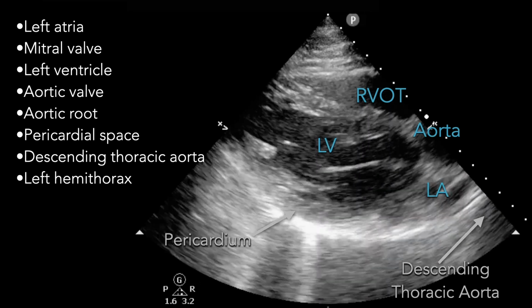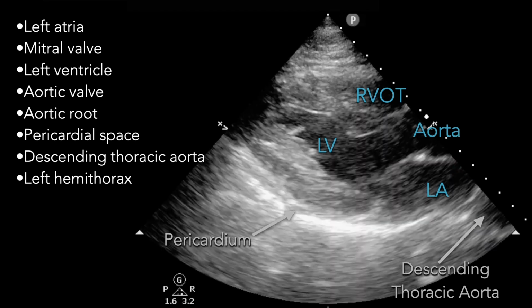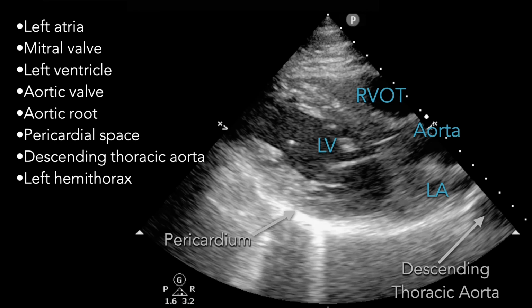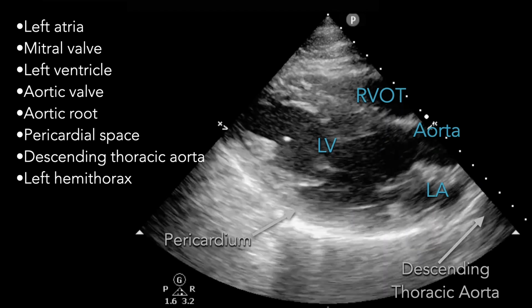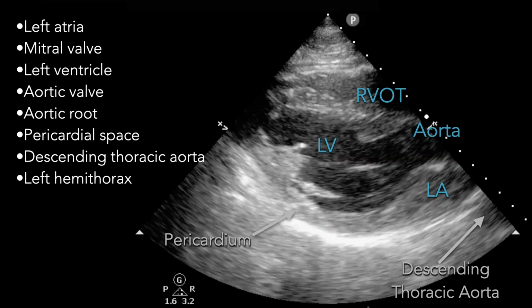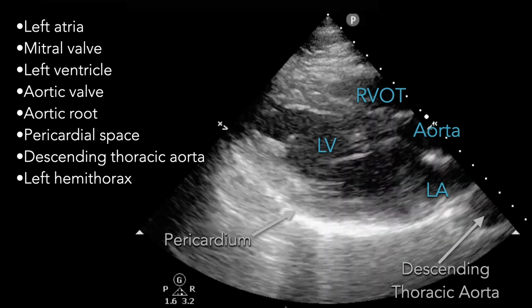And so it's not the full RV. It's not one that you can do a great RV to LV ratio size on. It doesn't give us a lot of RV information in this particular window. So you have to take that with a grain of salt. That's why we have other different windows that we want to look at, right?